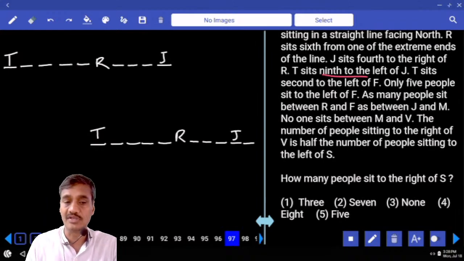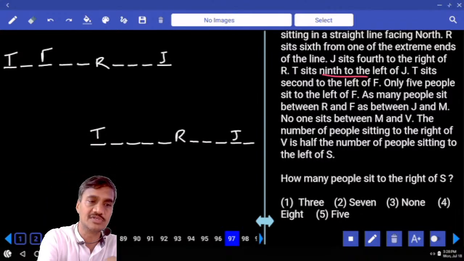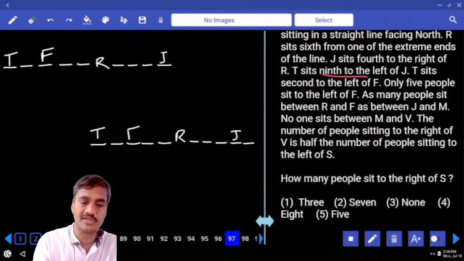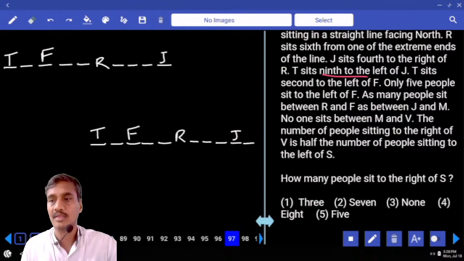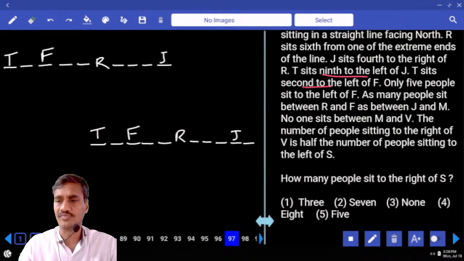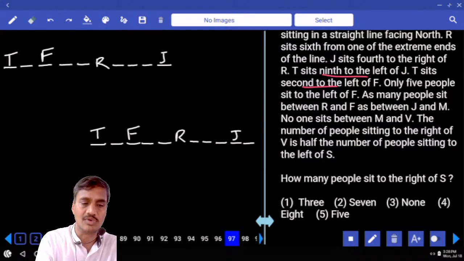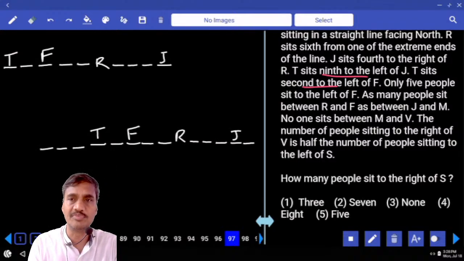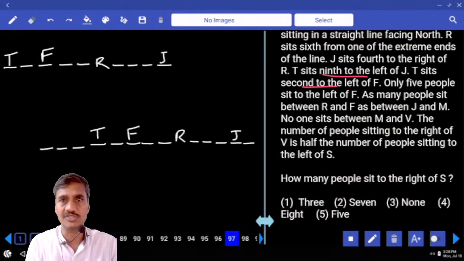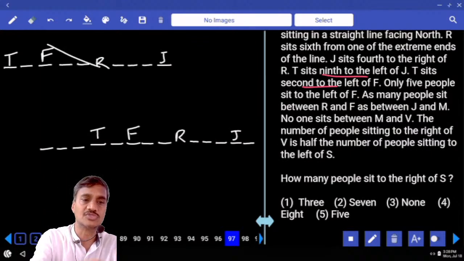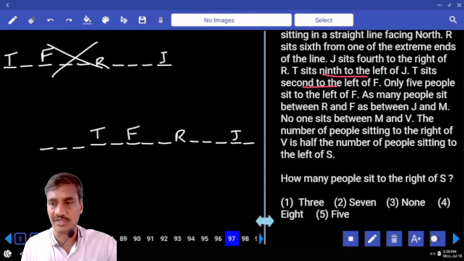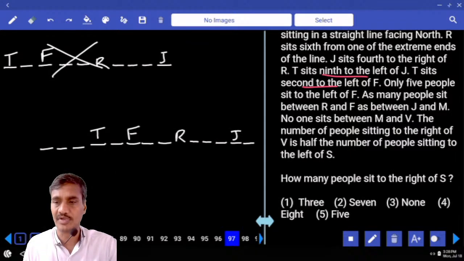And T sits second to the left of F. Only 5 people sit to the left of F. Now here, 1, 2, 3, 4, 5, only 5. But in the other case, there are only 2 people sitting to the left of F. Is it possible here? The first case is ruled out, so we are left with the second case, where 5 people sit to the left of F.